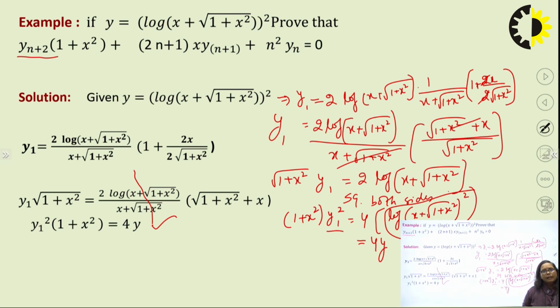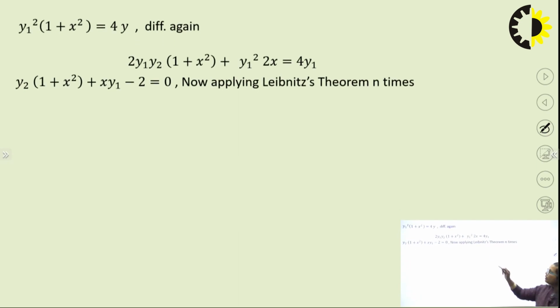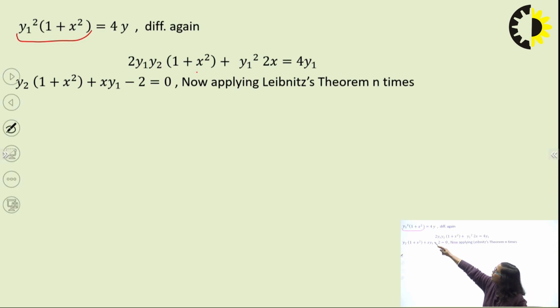What is the next step? The next step is to obtain the value y2, meaning we differentiate this again to get the expression y2. Coming to the next slide, the step we got in the last slide is y1 square into 1 plus x square equal to 4y. We differentiate it again. For this derivative we have to apply the product rule. First function 1 plus x square as it is, into the derivative of y1 square, which is 2y1 into y2, that is 2y1 y2, plus the second function y1 square as it is into the derivative of 1 plus x square, which is 2x, and the derivative of 4y is nothing but 4y1. The first derivative of y is y1.